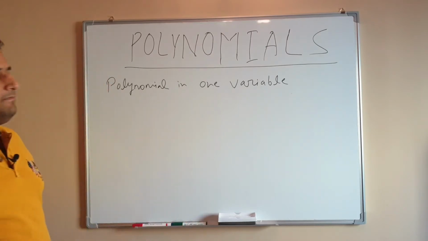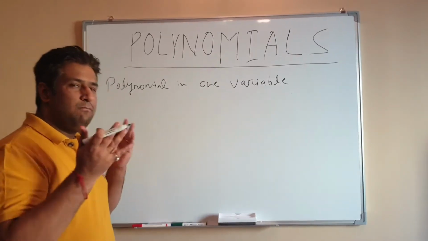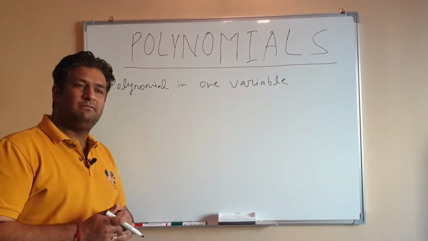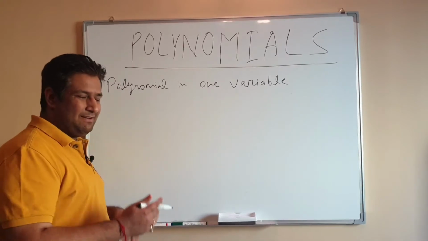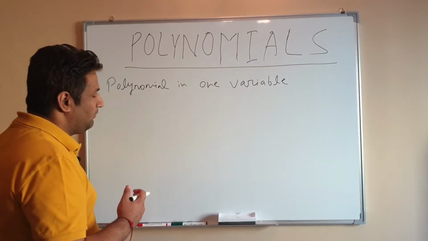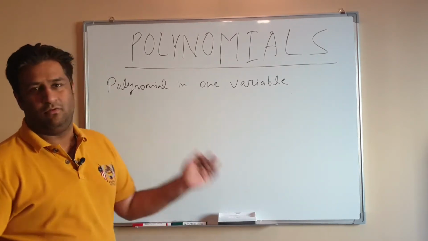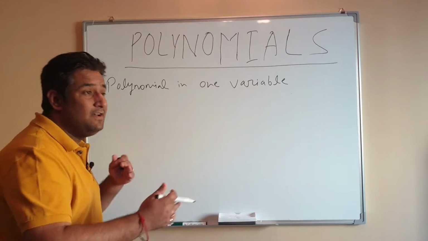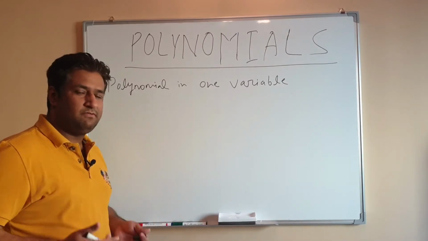Now, polynomial in one variable. What do we mean by this? That means the whole polynomial term which will be given to us will be in one variable only. It will not have two variables. Like for example, if you have a term in x, you are going to have the whole term in x only. If you have a term in y, you're going to have the whole term in y only. You cannot have a mix of both x and y in this particular chapter.